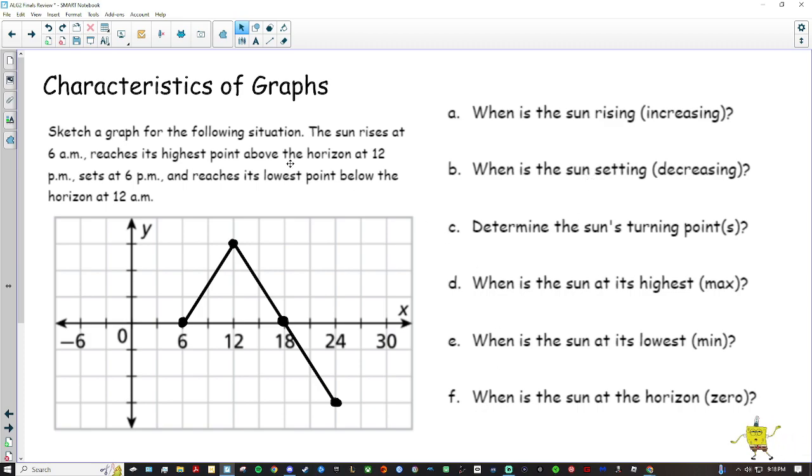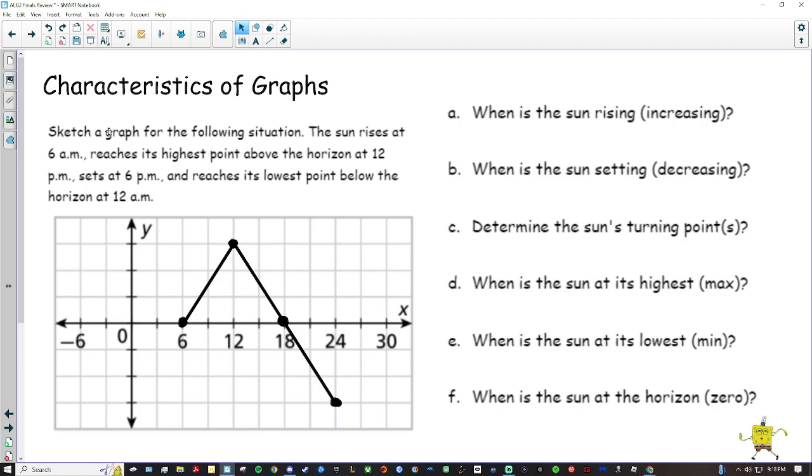Characteristics. So we are going to be given a story and a function, and we just need to answer some questions about that function. So let's make sure we read our problem, and make sure you pause the video and get this written down. Okay, so it's all written down.